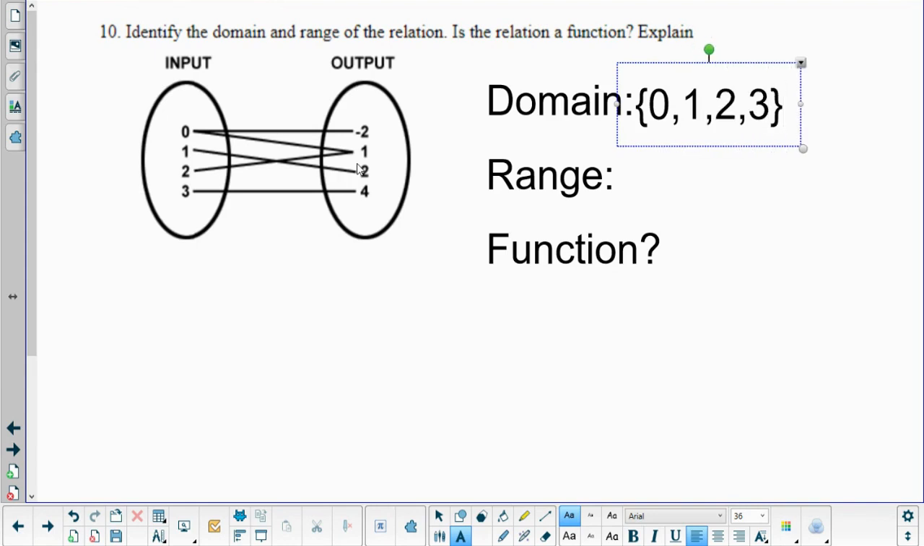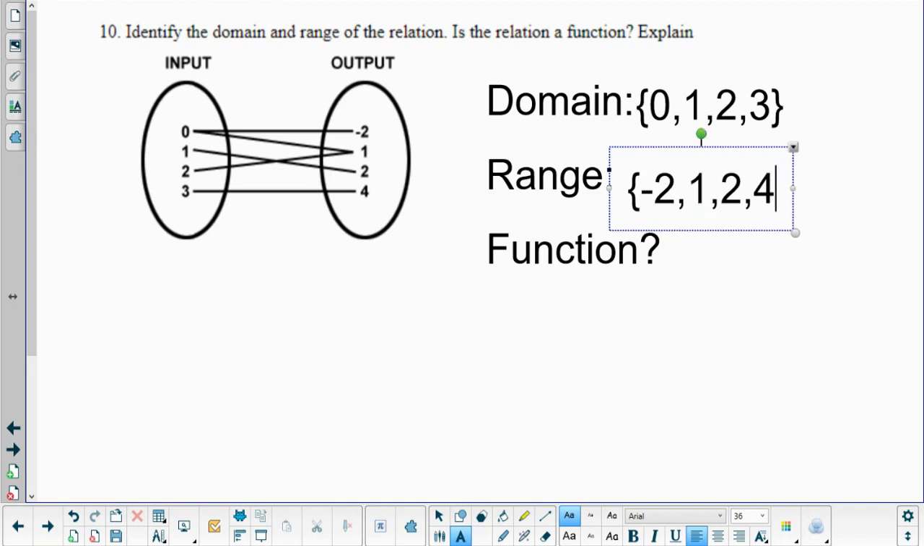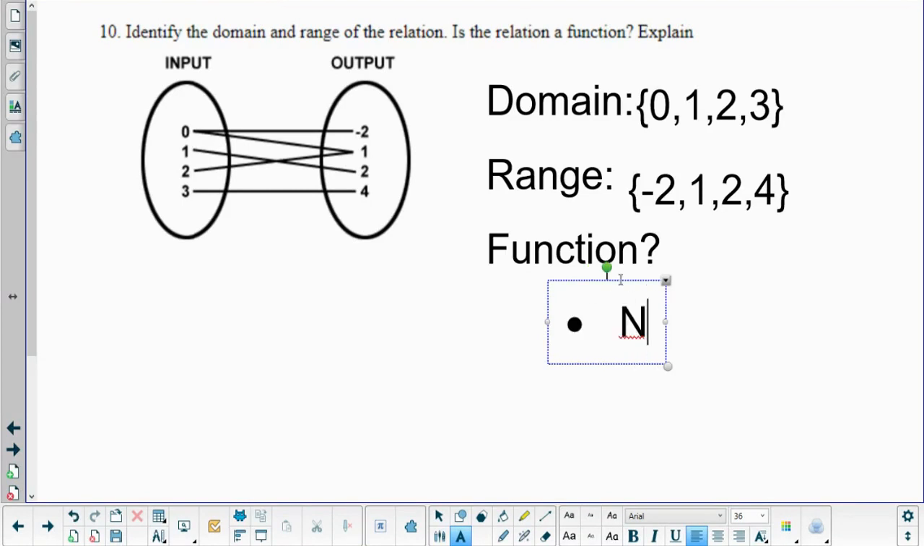All right, my range are all my y's or all of my outputs. I have -2, 1, 2, and 4. And remember, we do not have to show any repeats, although there are 2 zeros and 2 ones. We do not have to show them when we're listing our range. Is this a function? No, it is not.